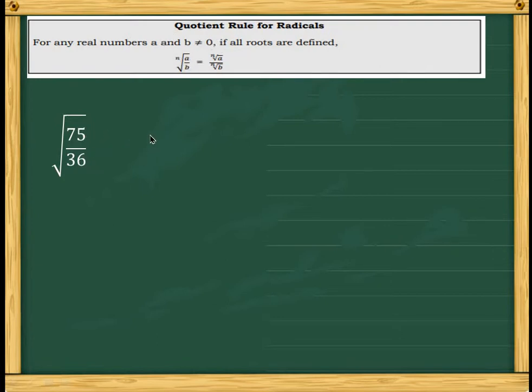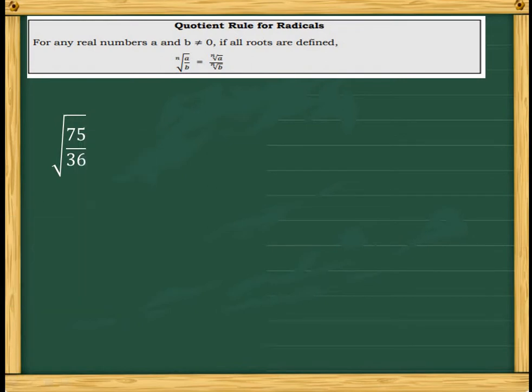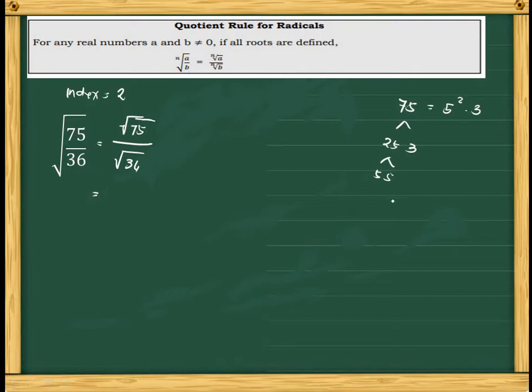So we have here, for example, square root of 75 all over square root of 36. Pansinin natin na ang index nila parehas is 2. Since same po sila ng index, we can rewrite this one as square root of 75 all over square root of 36. Next thing is to get the factor of 75. So that is 25 times 3 and then 5 times 5. So, this is 5 squared times 3. Next, bakit kailangan natin dalawang same number? It's because the index here is 2. Next, 36, factor niya is 6 times 6.